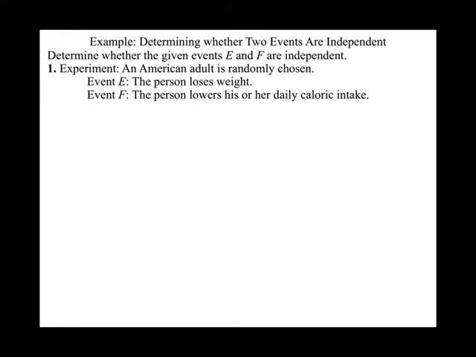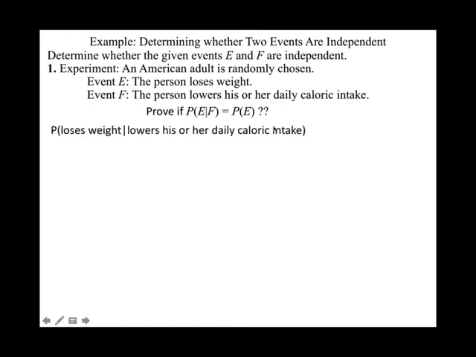So if you want to prove if they are dependent or independent, we want to see if this conditional probability will be equal to the probability of E. We want to prove if they are equal to each other. So let me plug in the events E and F here. Event E is losing weight under the condition that the person lowers his or her daily caloric intake. And we want to see if this is going to be equal to the probability of losing weight here.